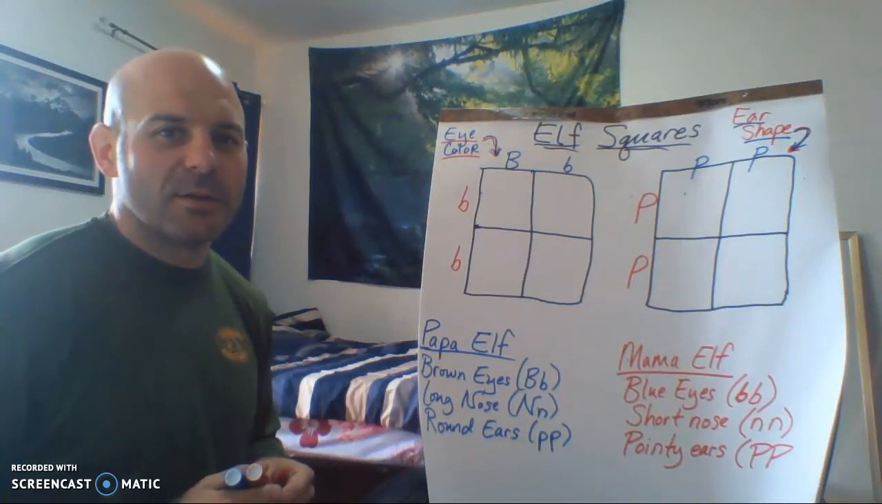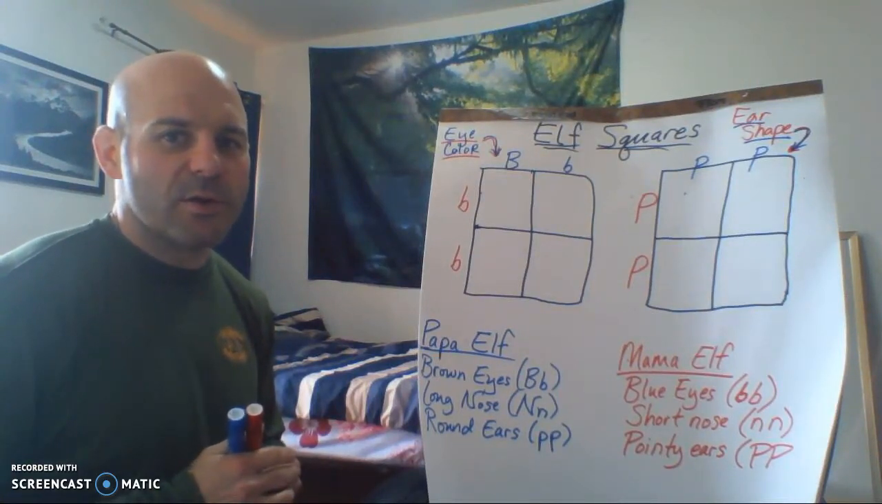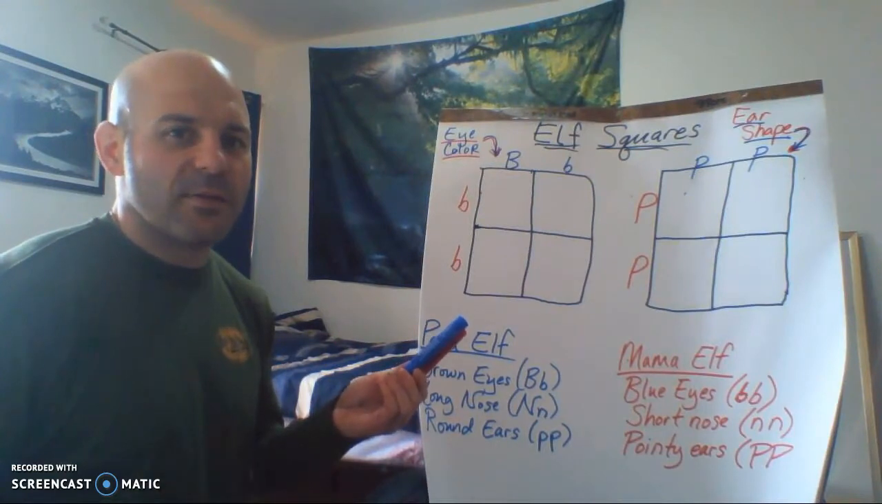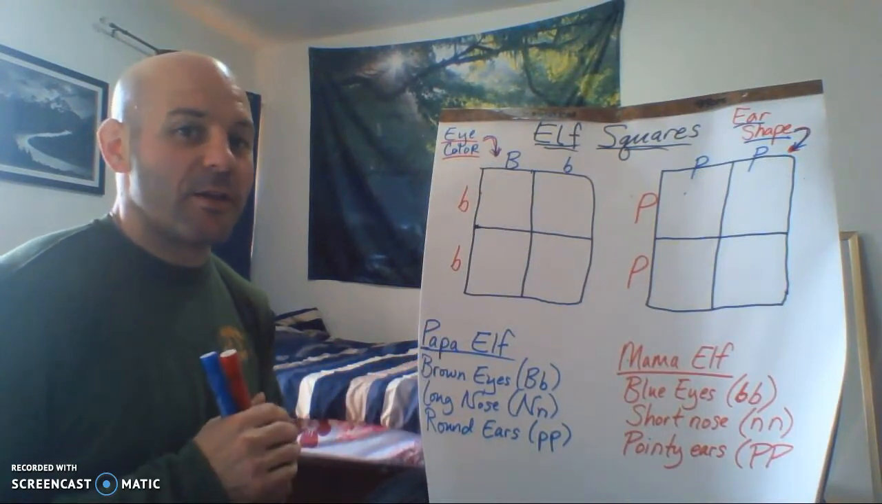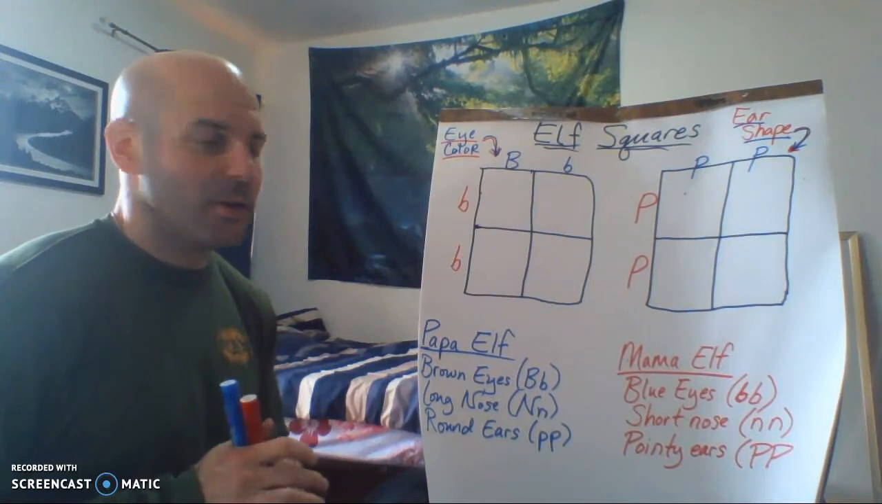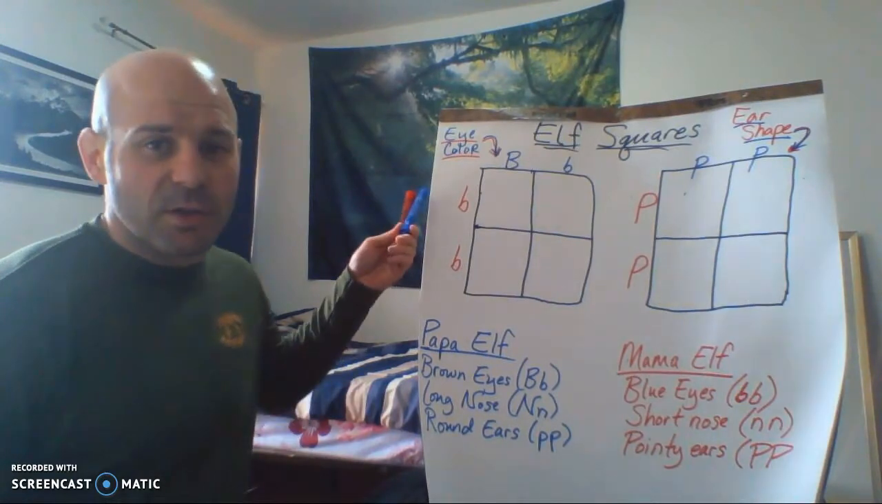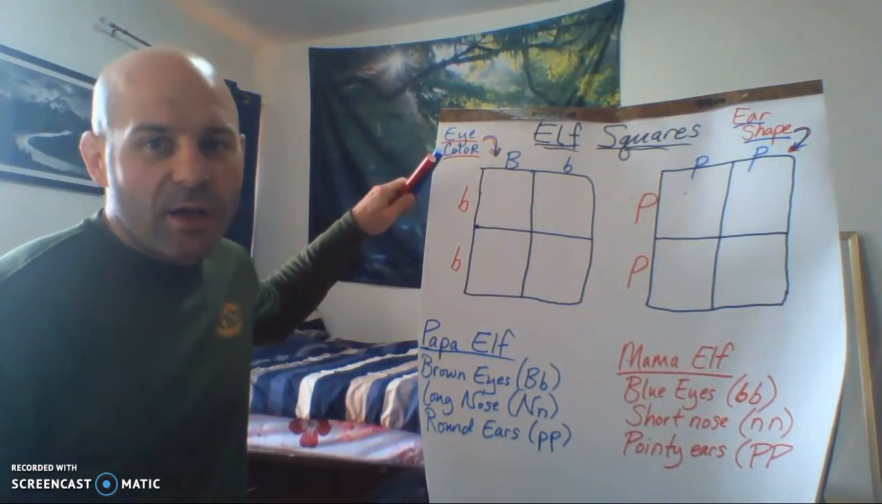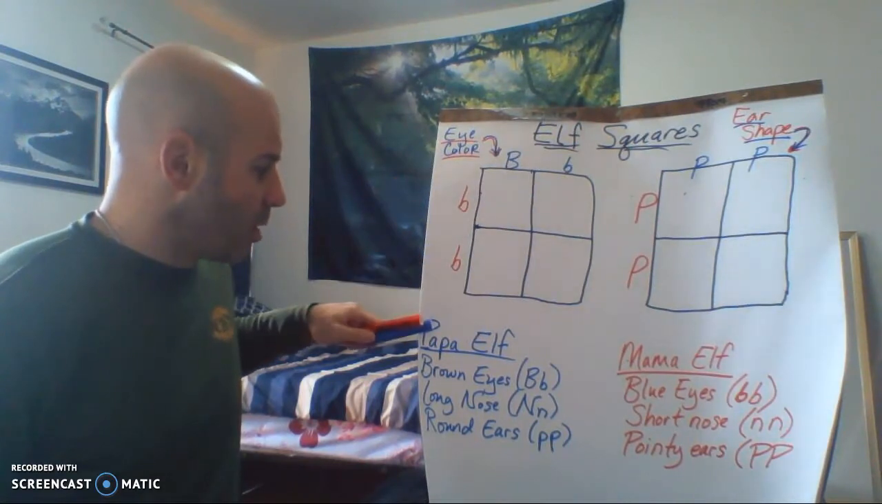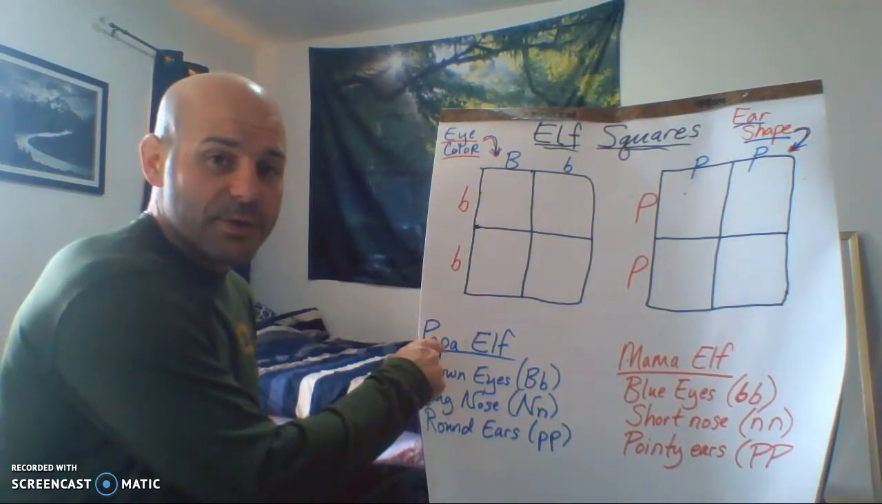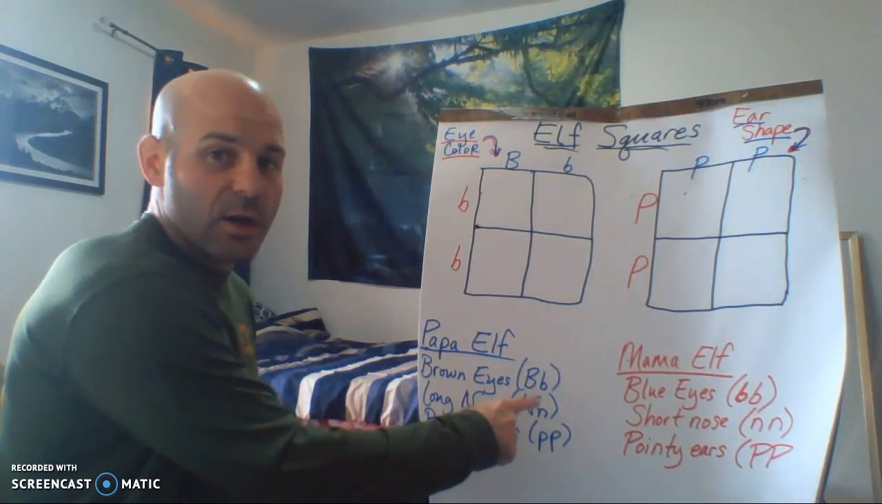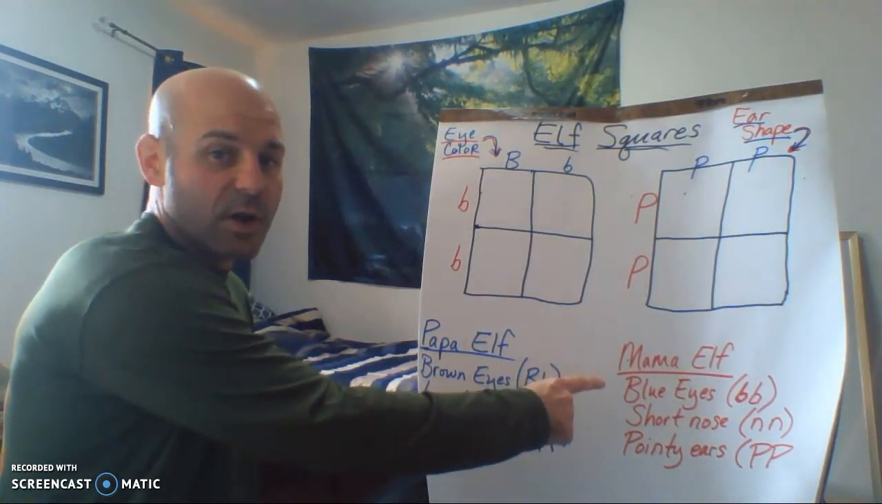Hey scholars, we're going to go over two Punnett squares from the ELF activity from last week, and then you're going to do some more practice on your own. So let's first look at the trait of eye color. We're going to combine Papa Elf's genes for eye color and Mama Elf's genes for eye color.